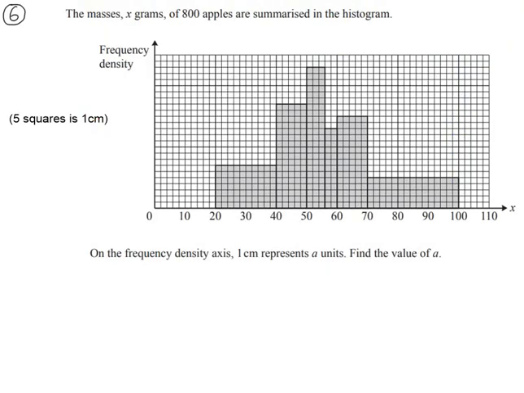Example 6. So there's no scale given here for frequency density, but we do know that 5 squares is 1 centimeter. And 1 centimeter represents A units, and we have to work out the value of A. The total frequency is given for the histogram. If we work out the total area in terms of A, we can easily work out the value of A.